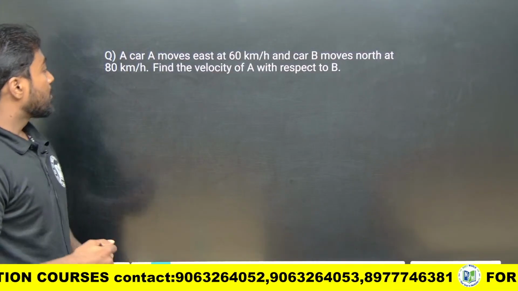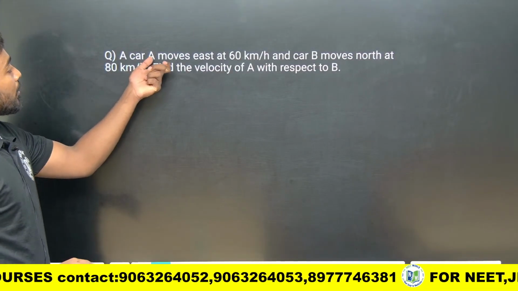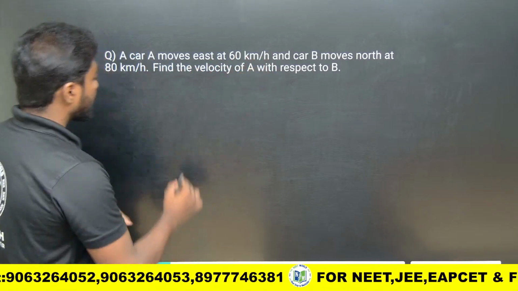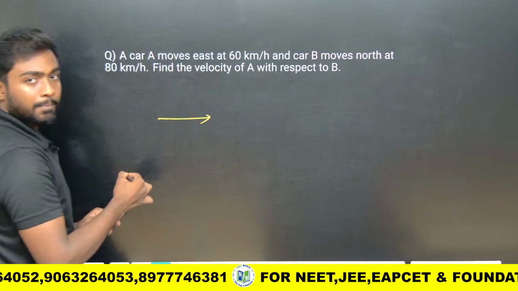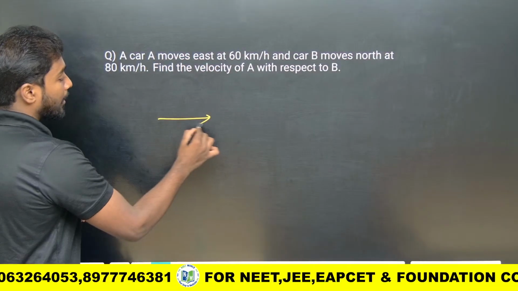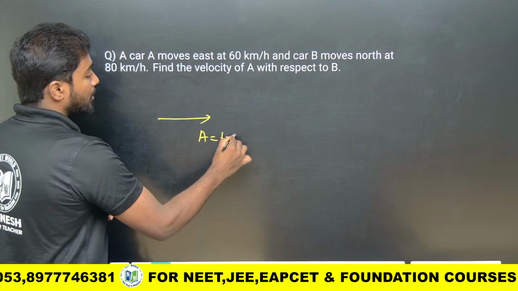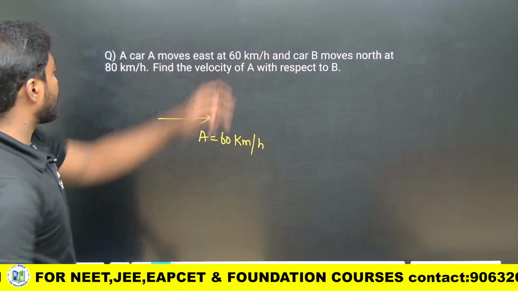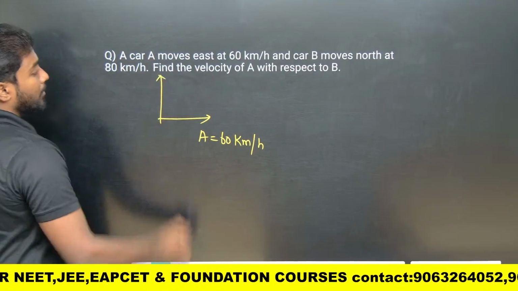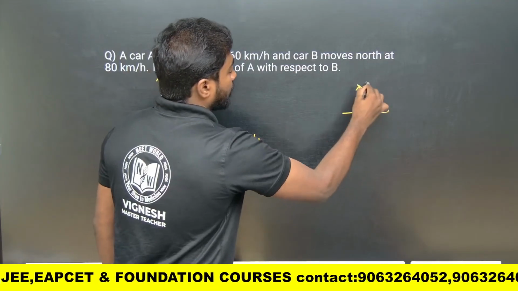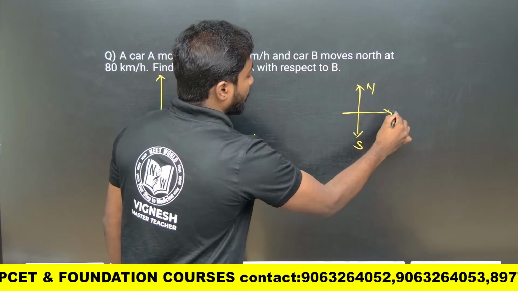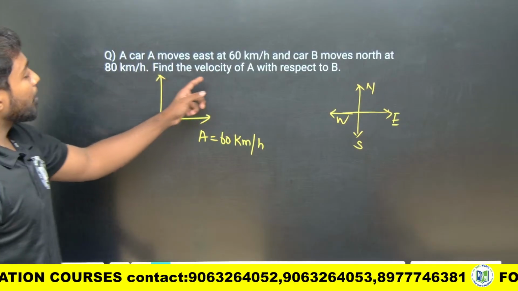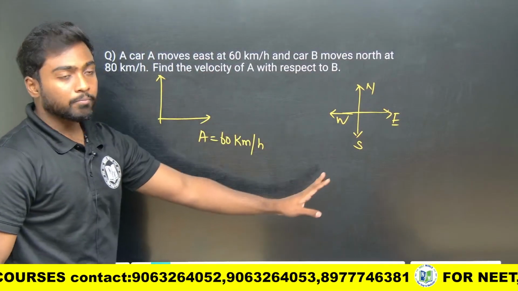Now the question given: car A moves east at 60 km per hour. This is the east direction, am I correct? Car A moves with 60 km per hour. Car B moves north, so I will write it here. North, this is south, east, and this is west, right? Okay. Find the velocity of A with respect to B.